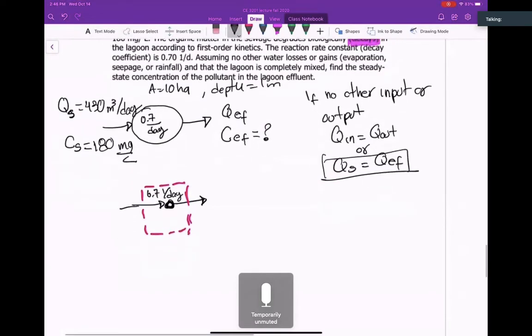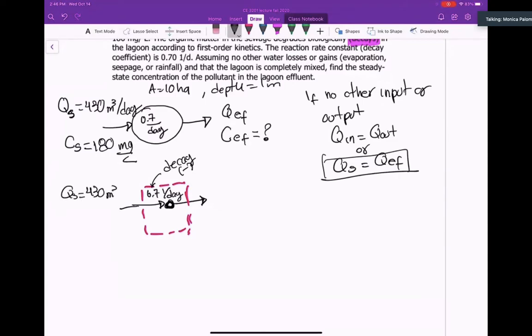Negative. It's going to be negative. So this is going to be a decay reaction with a negative sign. Let's label in here QS equals... it's repetitive, but let's put it all together in our diagram, and we're going to be setting up the mass balance equation right here. So now I know QF effluent, based on what I just put in there, they are the same. The effluent is going to be equal to 430 cubic meters per day.